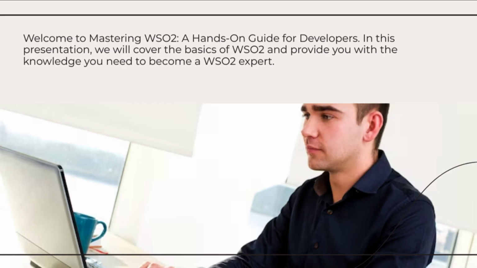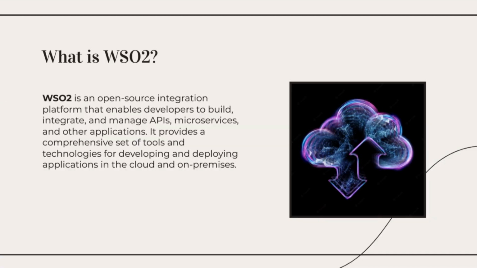1. Installation and setup. Download WSO2. Visit the WSO2 website, https://wso2.com, and download the desired WSO2 product, such as WSO2 API Manager or WSO2 Enterprise Integrator. Install WSO2. Follow the installation instructions provided in the official documentation for the specific WSO2 product you downloaded.